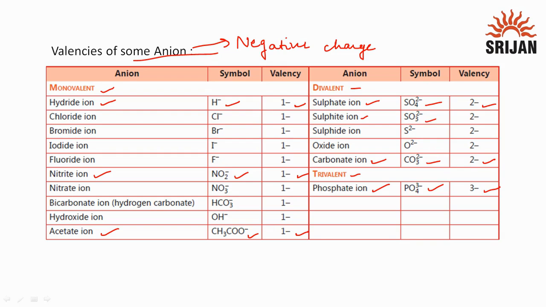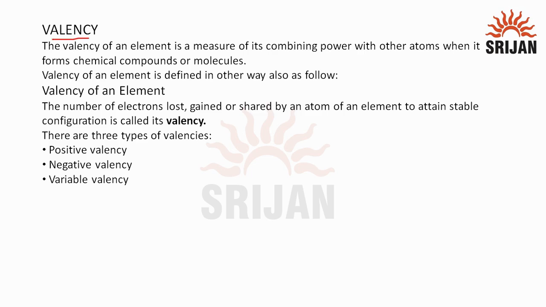Now what is the valency of an element? It is basically the combining power of that element, a measure of its combining with other atoms when it forms chemical compounds or molecules. We can define it in another way also: the number of electrons lost, gained or shared by an atom of an element to attain a stable configuration is called its valency. Basically there are three types of valency: positive, negative and variable.